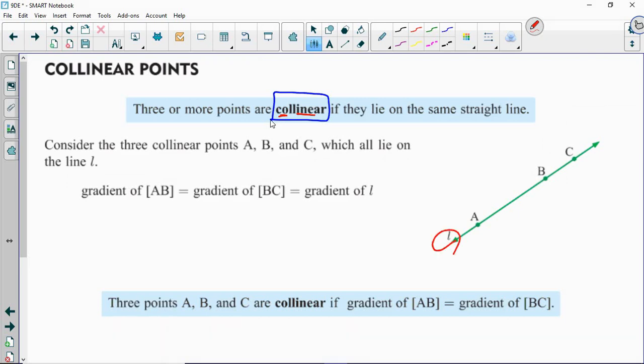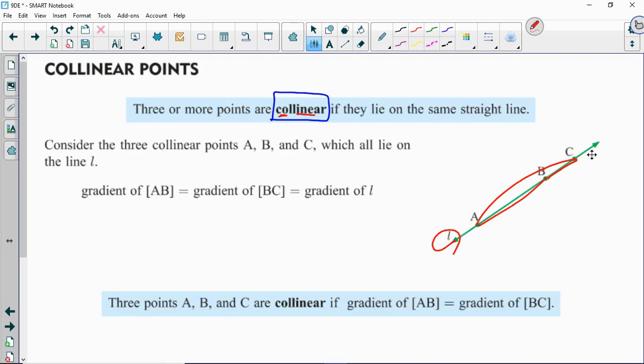Therefore, since they're on the same line, the slope between A and B is exactly the same as the slope between B and C, which is also, I should point out, the exact same thing as the slope between A and C. All of those have to be the same. Now, in this case, it was obvious because we saw in the picture that they were all on the same line. But we can also prove algebraically that 3 points are collinear if, when we calculate the gradients, they end up being the same.